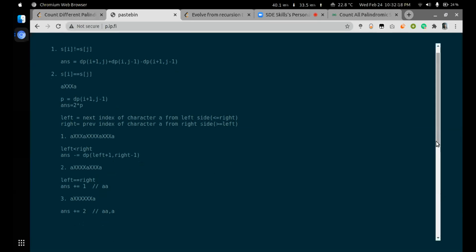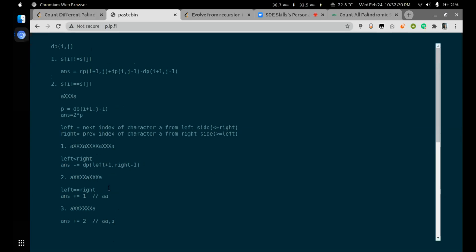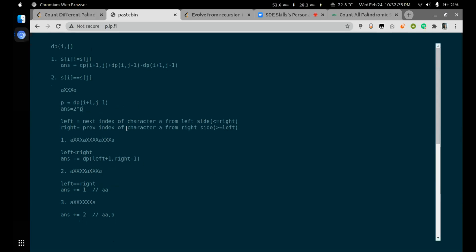So this is a pretty hard problem. It can be solved both ways: the recursion way, as well as this bottom-up approach. I wouldn't have been able to come up with the bottom-up way.